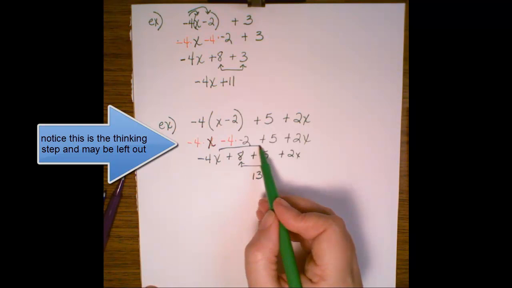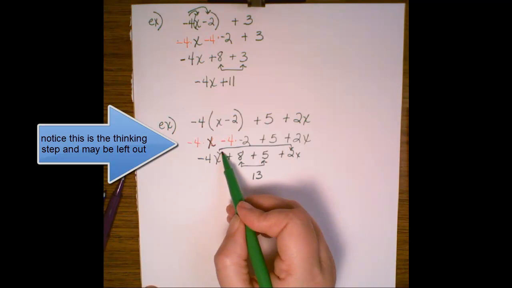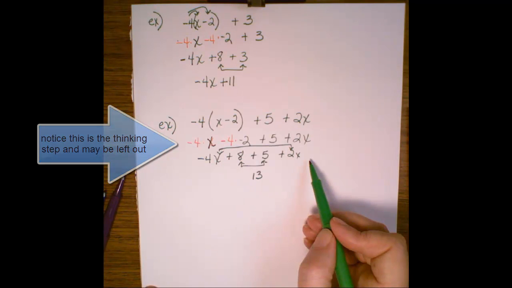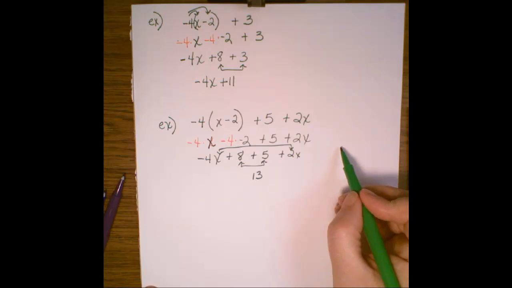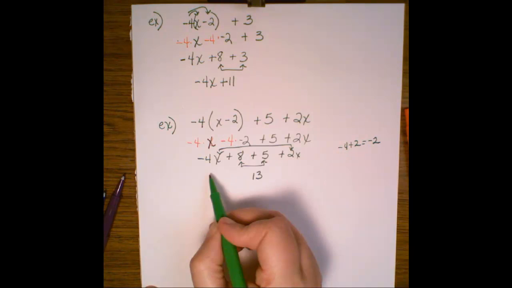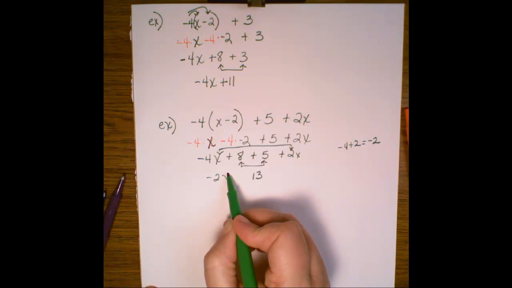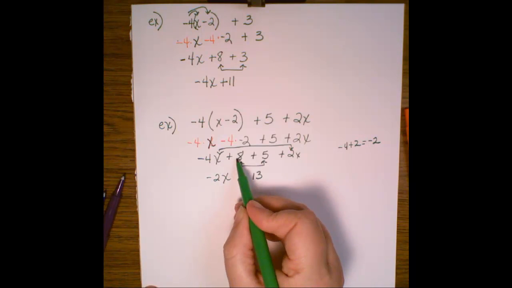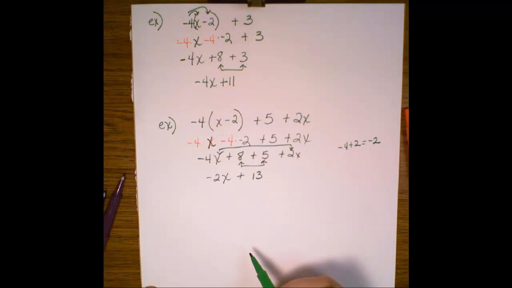And these are like terms, and a -4 and a +2 gives me a -2, and keep that variable part. And I have to have a sign here, and that's a +13, so I'll put a +13 there, and that gives me an answer of -2x plus 13.